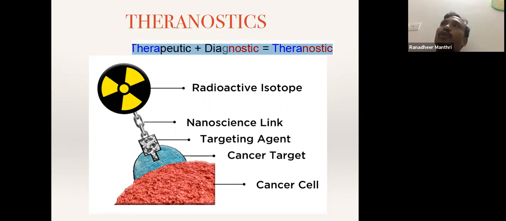Like that, zirconium 89 DFO bevacizumab. Bevacizumab is the targeting agent. DFO, that is desferoxamine, is a chelating agent, is the linker, and zirconium 89 is a radioactive isotope. If I replace zirconium with lutetium, it becomes therapeutic. So, diagnostic and therapeutic with the same molecules. This is called theranostics. There are also journals on theranostics, which is another interesting part. Next slide, please.